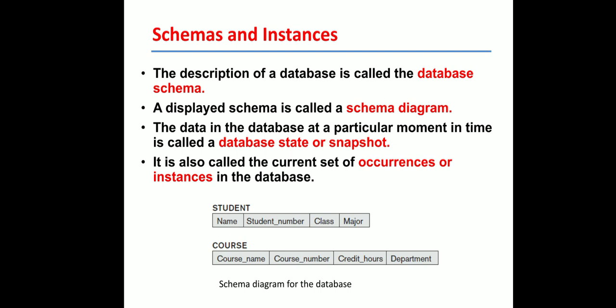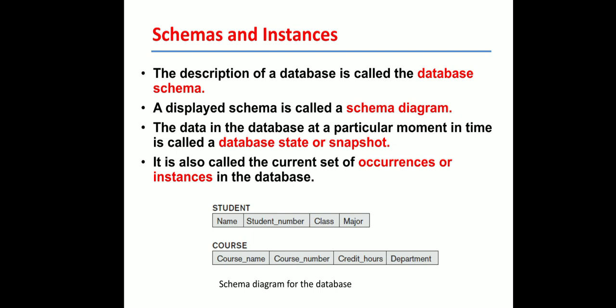This data can change over a period of time, but at a particular point of time, what the database contains, we call it a database state or snapshot. This is also called the current set of occurrences, or the instances, in the database. We usually call them instances. Instances are nothing but the current set of occurrences in your database.